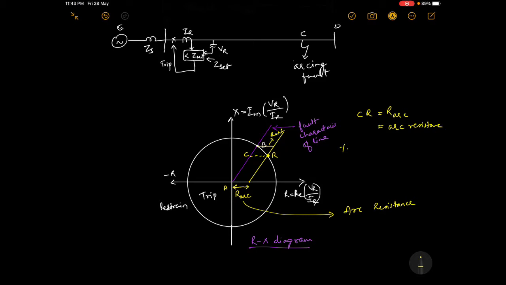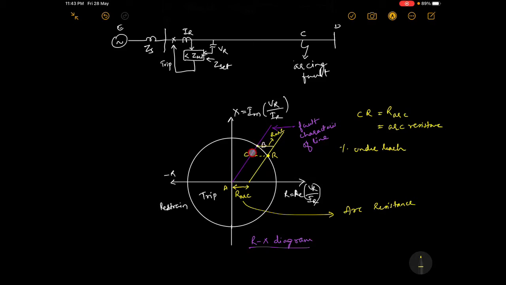Now what is percentage under reach? There is something called under reach, because it had to reach up to B, but it is under reaching there. So actually you are giving protection only up to this point. The actual length was AB, this relay was designed to protect AB length, but now due to arc resistance it is possible to reach only AC.